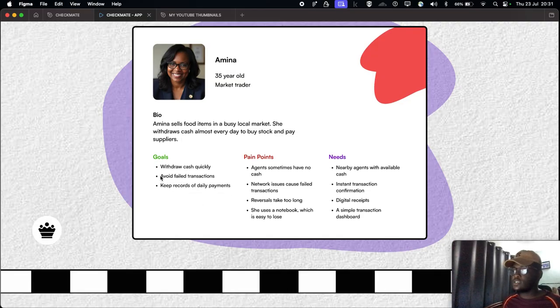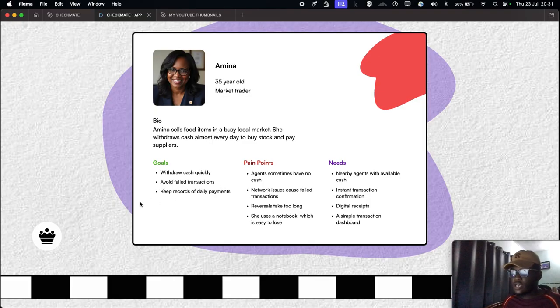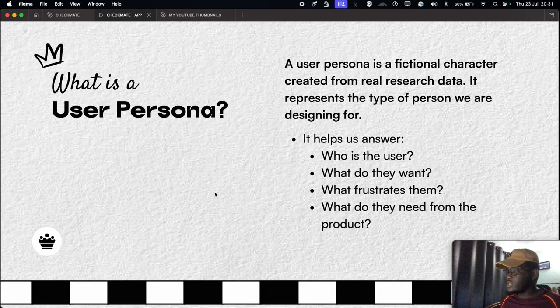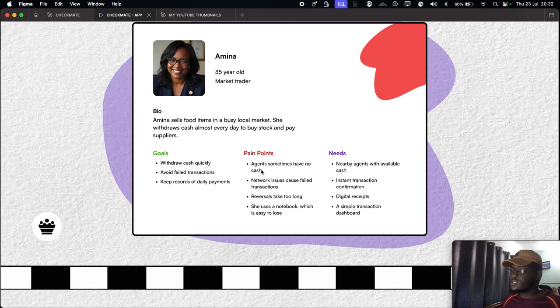Now Amina's goal is she wants to withdraw cash quickly. She wants to avoid failed transactions. She wants to keep records of her daily payments. Those are the things she would want, right? That's what she wants. And then what are the pains? What are the things that are currently frustrating Amina? She says that agents sometimes have no cash, so maybe she wants to withdraw, or she wants to take money for her business, and she's realizing that most of these POS agents sometimes don't have cash, right?